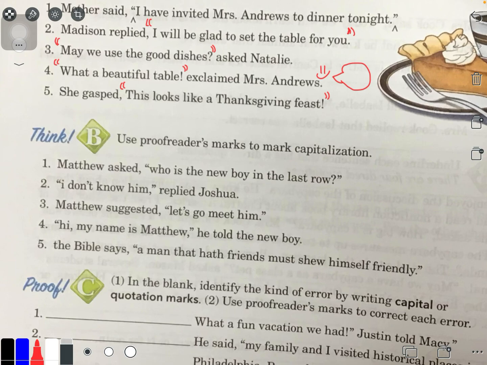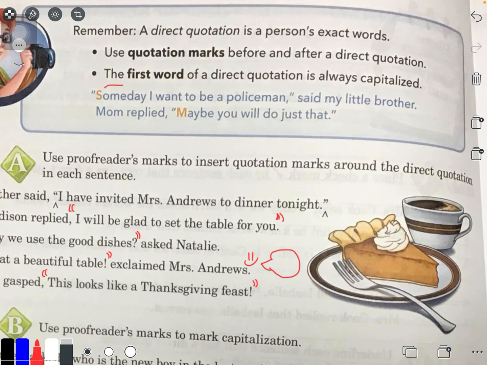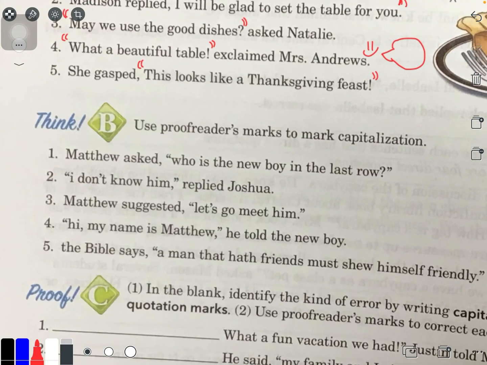Number 1, Matthew asked, "Who is the new boy in the last row?" Oh, now he's saying something in a speech bubble. But remember, take a look at the very top. The first word in a direct quotation is always capitalized. So I need to capitalize the W in who. Very cool. Number 2, "I don't know him," replied Joshua. It should look funny when the I is not capitalized by itself, right? The I needs to be capitalized.